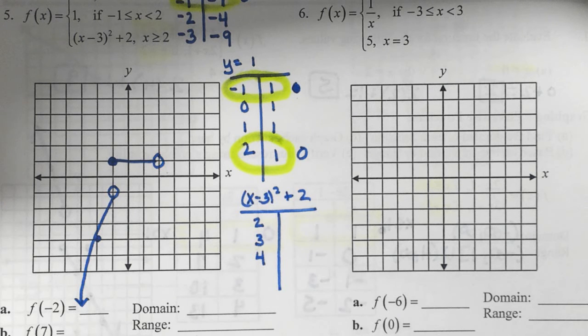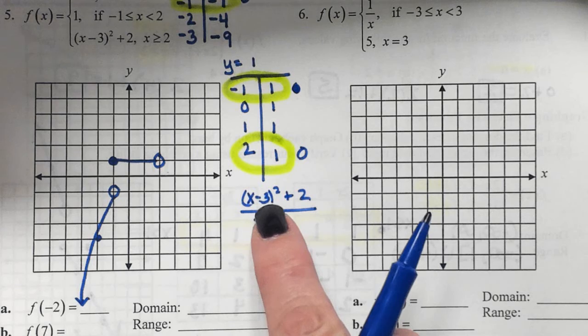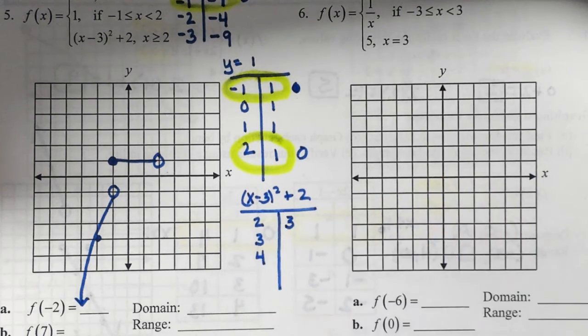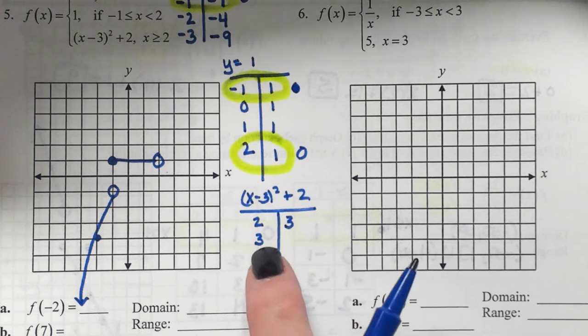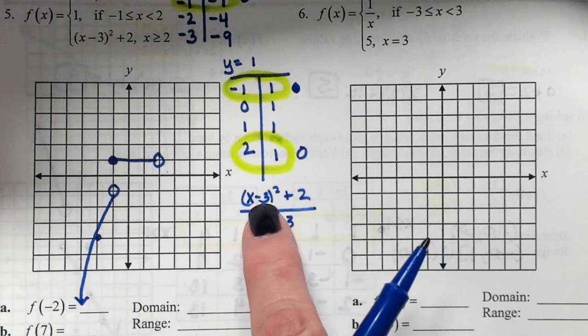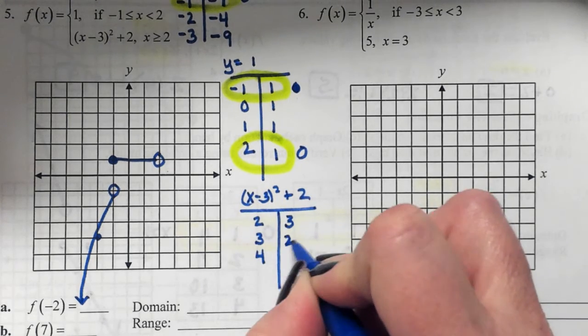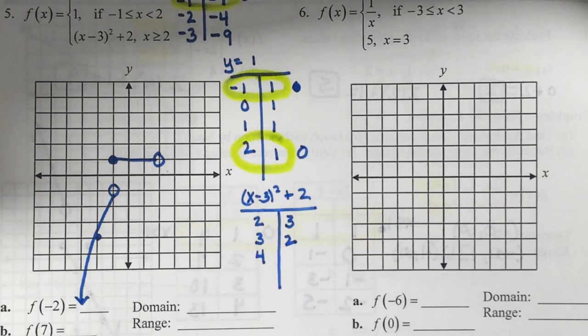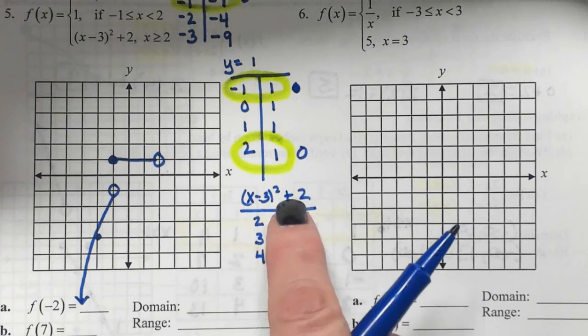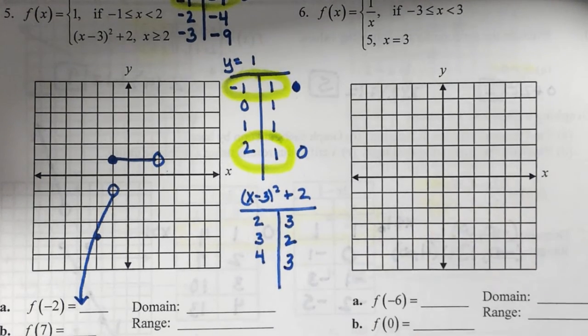Fill in a couple x values greater than 2. So when I plug in 2 for x, 2 minus 3 is negative 1 squared, which is 1. 1 plus 2 is 3. When I plug in 3 for x, 3 minus 3 is 0. 0 plus 2 is 2. 4 minus 3 is 1. 1 plus 2 is 3.